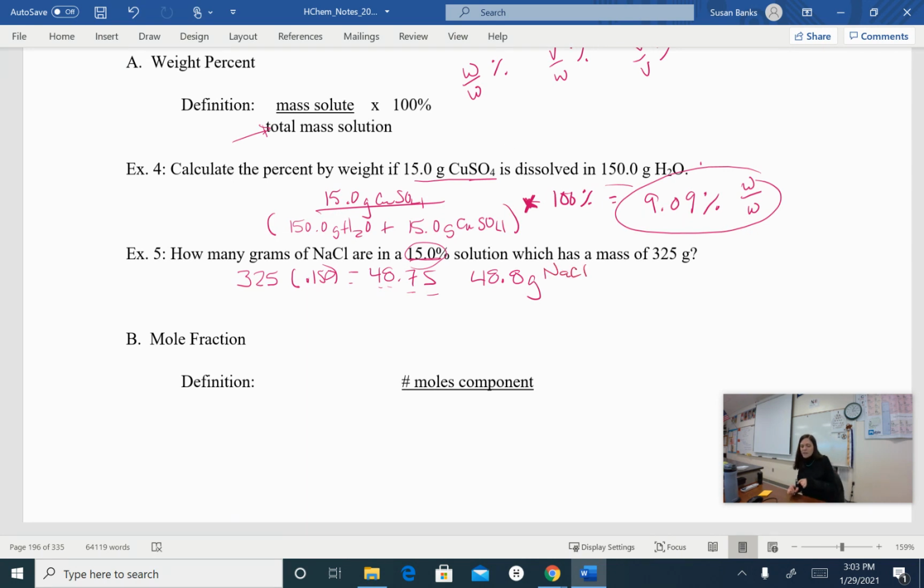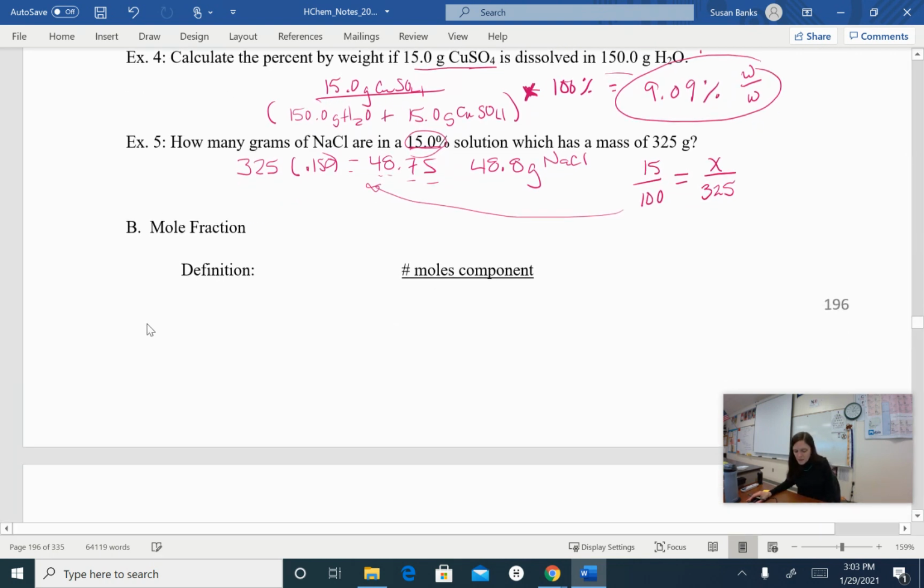Now there's another way I could set this up that's a little bit more complicated. I could set this up as an equivalency: 15 over 100, which is what 15% means, is equal to something over 325. If you'll notice, when we solve for x, we will get this kind of an equation right here. It's just a different way of looking at it.